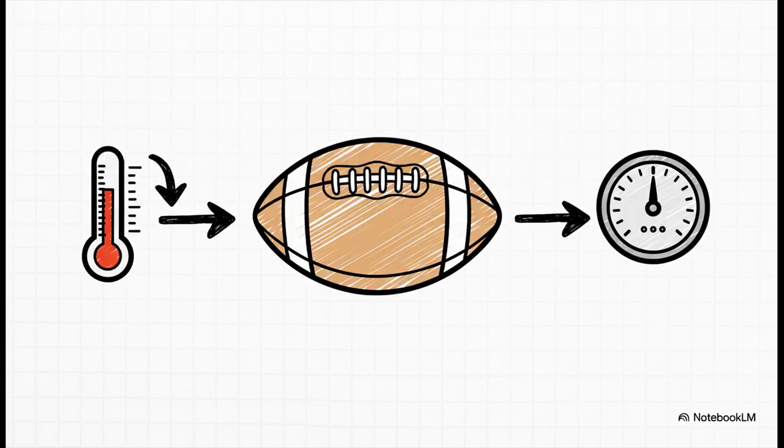And now for my favorite, a totally unexpected one, the NFL's Deflategate scandal. Seriously. By using the ideal gas law, you might remember that from physics, related rates can show exactly how a change in a football's temperature is linked to a change in its internal pressure. It's a perfect real-world example of how two different rates of change are tied together.